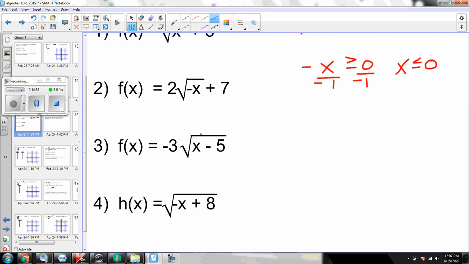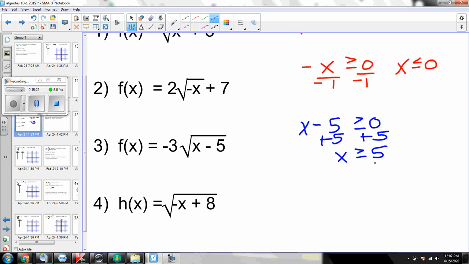So I need to find out what values x could be. Well, x minus 5 has to be greater than or equal to 0, because when I take the square root of a number, it has to be greater than or equal to 0. It can't be negative. So I'm going to take this inequality and solve it for x to find out what values x could be. By adding 5 to both sides, x has to be greater than or equal to 5.